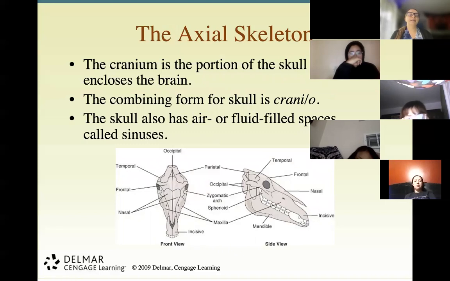Now, coming back to the axial skeleton, I want to take a look here at the cranium. So the cranium, this is the portion of the skull that encloses the brain. So the skull that you guys are looking at right here, what skull are you guys looking at? What animal does this belong to? What do you think? What does this look like? It's like a horse. Horse. Yeah, this is a horse skull.